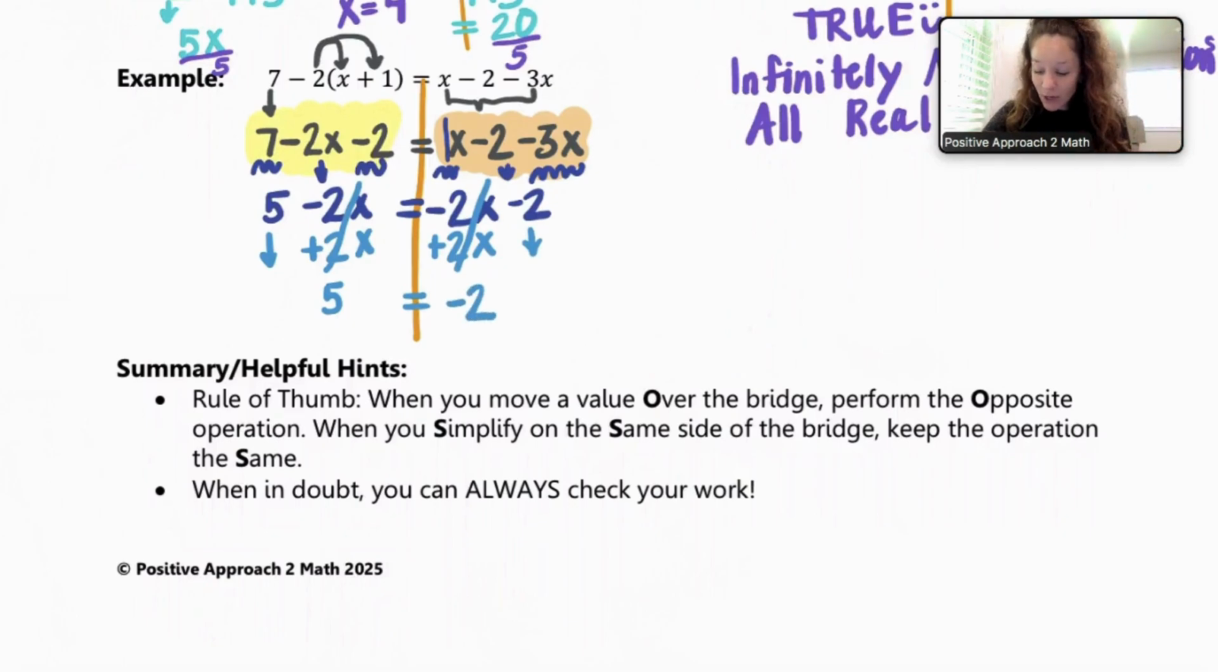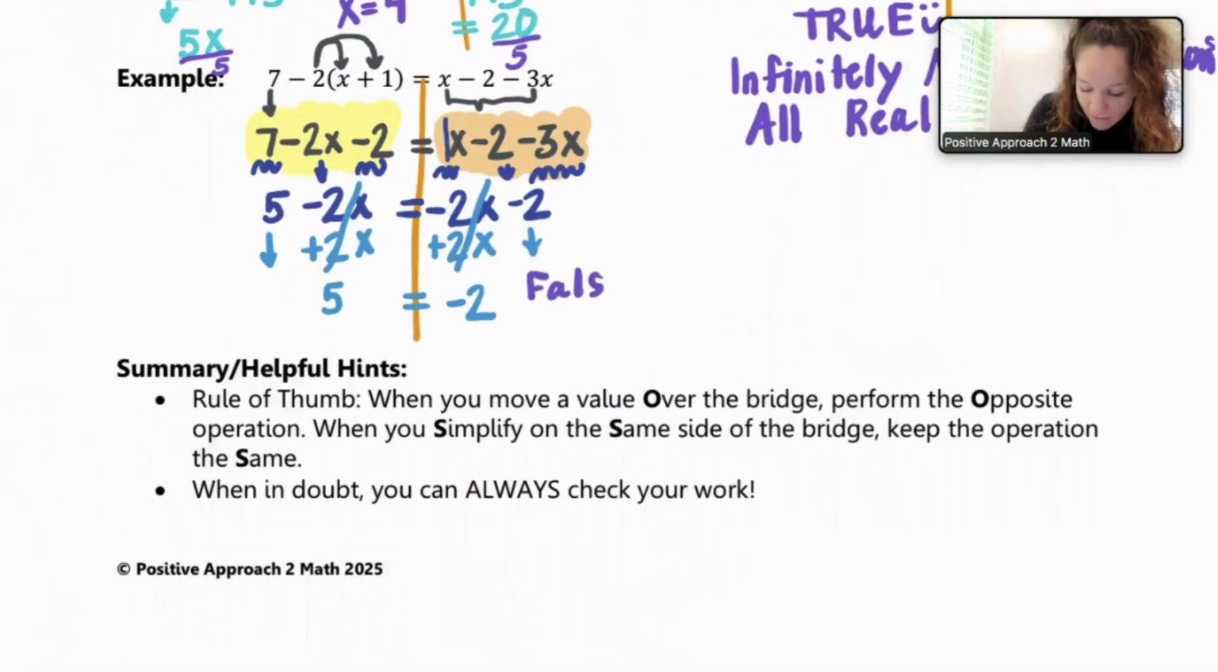So we need to train our brain when there's no variable left to solve for. It's all or nothing. All solutions will work, infinitely many, or none, right? So if I have 5 equals negative 2, you have to ask yourself, I have two numbers. Is that a true statement? Does 5 equal negative 2? And hopefully you're thinking, heck no, right? So that is false. So when we have a false statement, it means no solution.